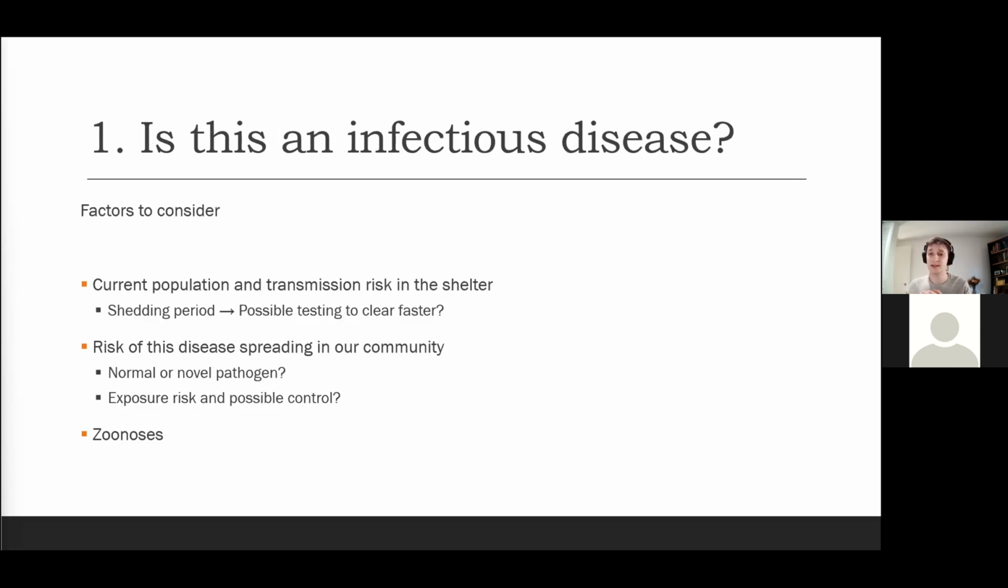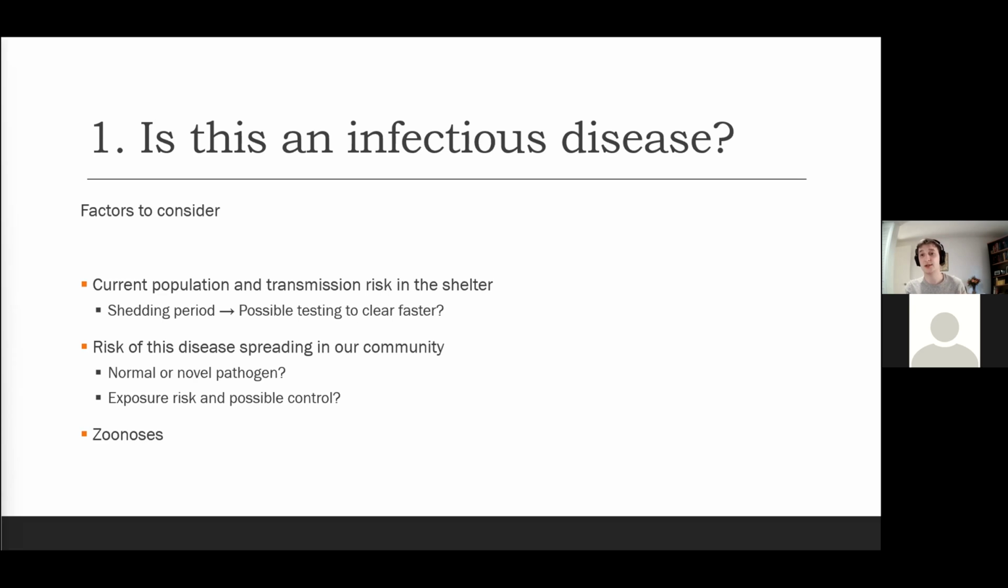So is this an infectious disease? Always a good question to ask. I want to know what's my current population and the risk of transmission in the shelter. If I'm making this animal available for adoption, I'm likely increasing the risk of transmission of disease just from foot traffic, from interactions with this animal. So I want to know, what is the shedding period? Is it still ongoing? And is it possible for me sometimes to test to be able to clear this animal faster?